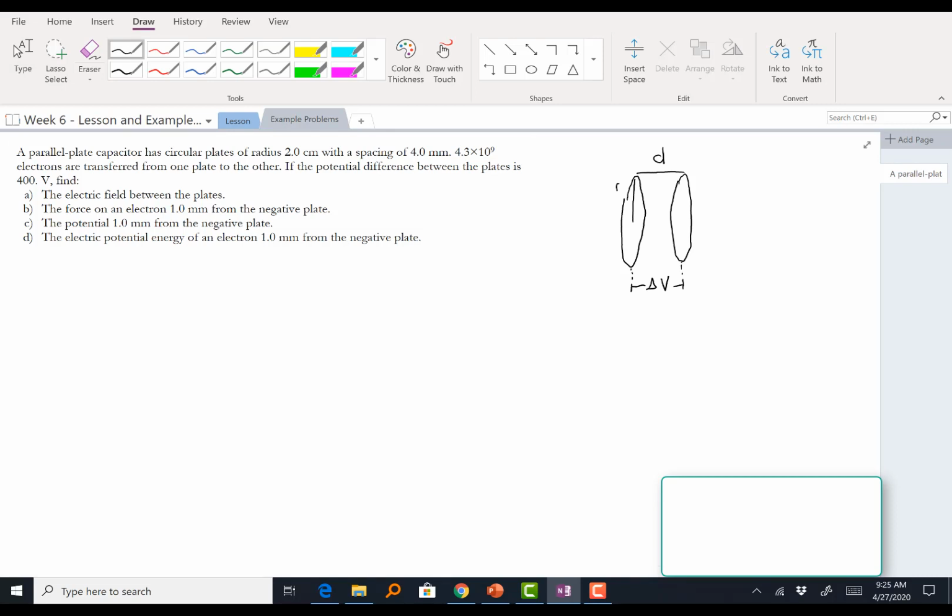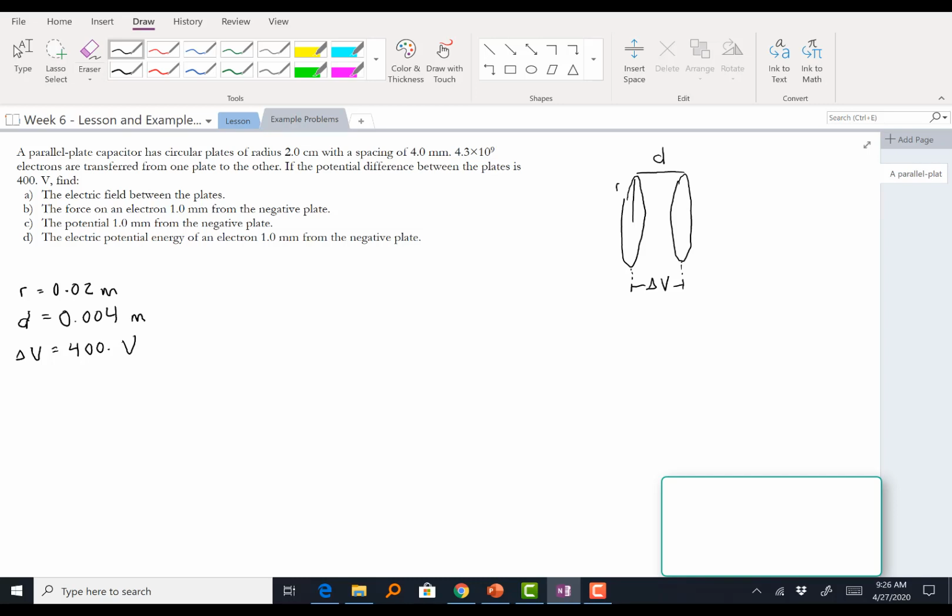All right, so here are my two circular plates. I've got the radius of 2 centimeters, spacing d of 4 millimeters, and a potential difference of 400 volts. Right, it's also telling us that this 4.3 billion electrons are being transferred.